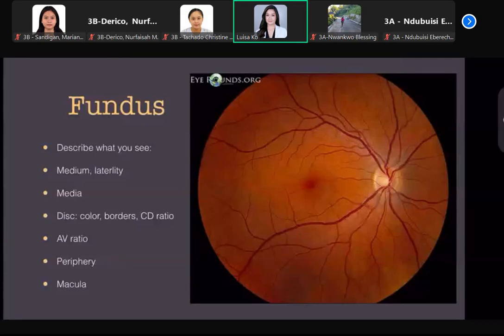You start with the medium. So you would report what it is. For example, if you're reading a CT scan, you will say this is a CT scan of the orbit, plane, contrast, seen through what, etc. So for reporting fundus findings, you would say, this is a fundus photo of the right eye or of the left eye. Now, do you know why I say this is the right eye?